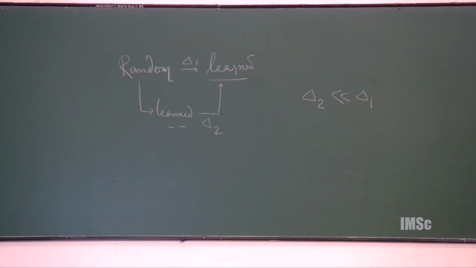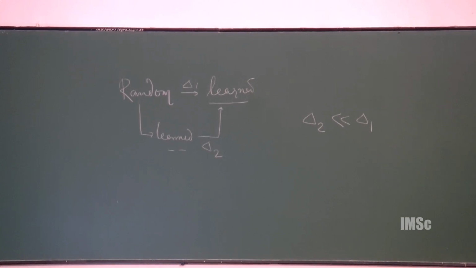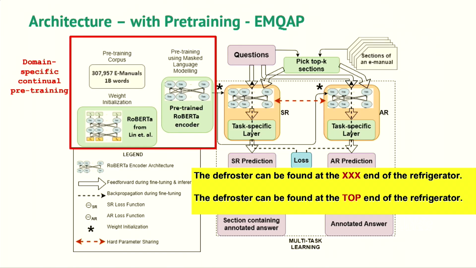Think carefully. Initially we have random weights and we have to go to the learned weights. That is a long journey, the delta 1 journey. But what we do is first train the weights in such a way that they are in a learned minus minus situation, meaning it has moved faster. Now we just have to move delta 2, and delta 2 is much less than delta 1. That is what we are doing through this technique.